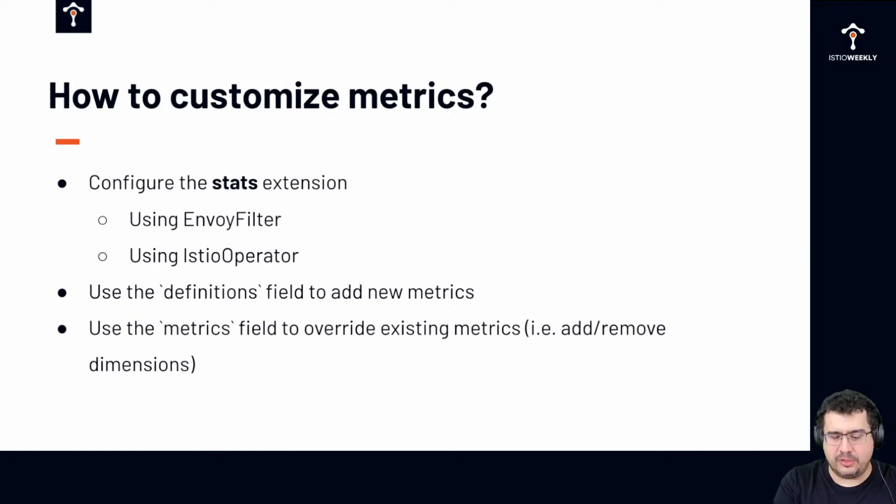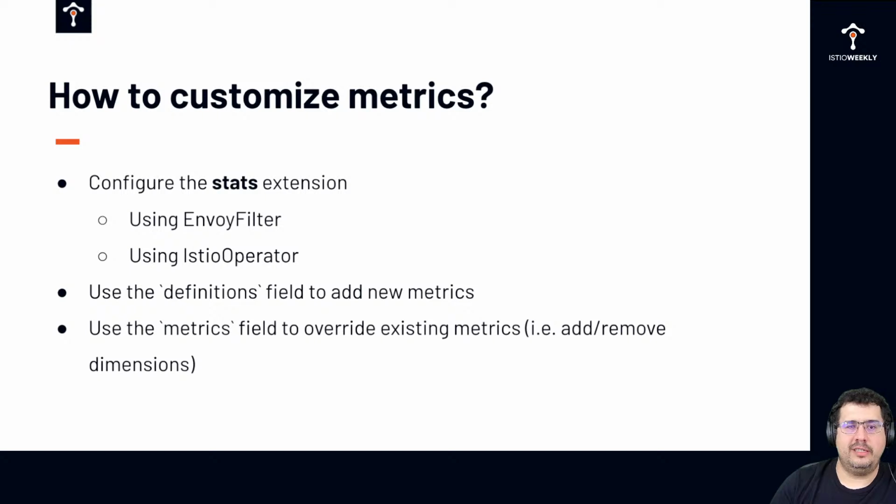Now, how to customize these metrics. This is what I was looking into. I was trying to figure out how we can customize this. The way you do it is you have to configure the stats filter, because the stats filter is where the collection is happening. There are two ways to do it. One is to create an Envoy filter. We can create an Envoy filter, configure this istio.stats extension, provide the configuration for it, and then deploy the filter.